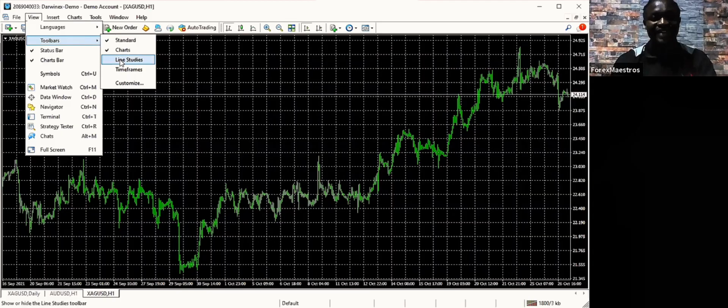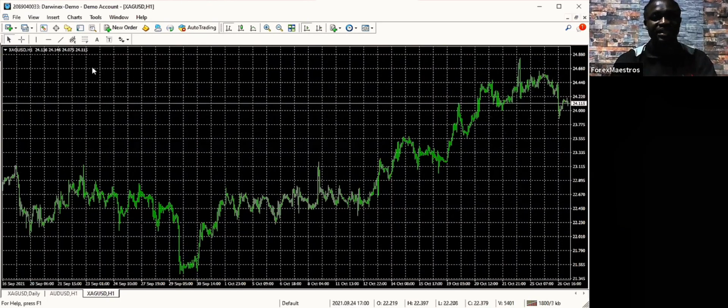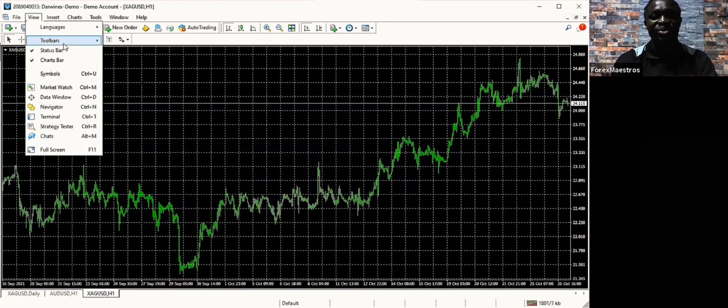Check everything under it. Check the line studies also. All right. I've checked the line study. Look at what's brought out. It's brought out all the tools. Remember, I said you want to draw a line, you want to pick a cursor, you want to type. Look at your draw text. Look at your text label. It's brought them all out. It just makes life so easy and navigation easy.